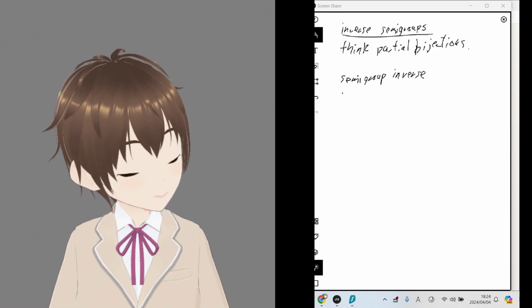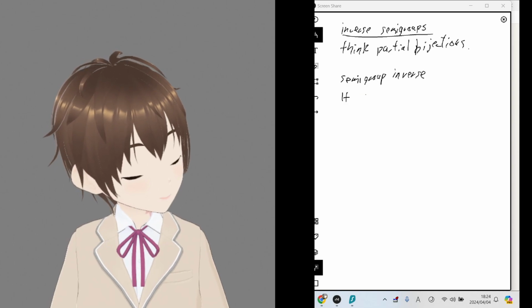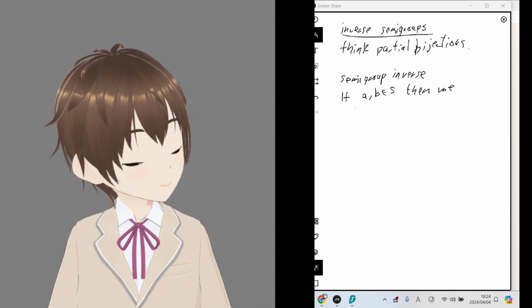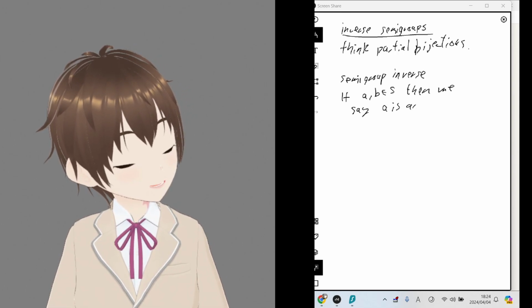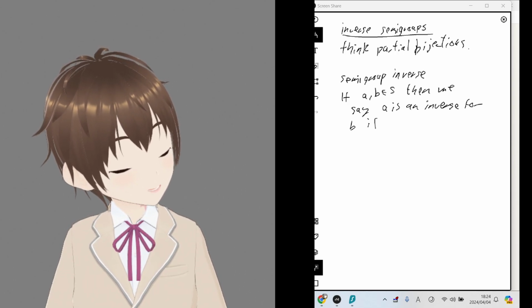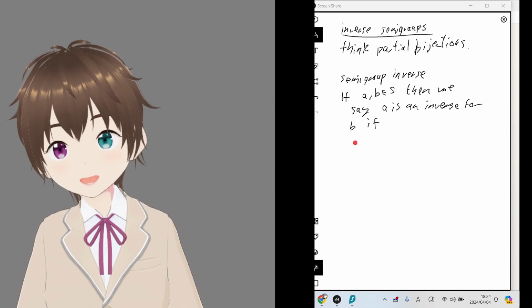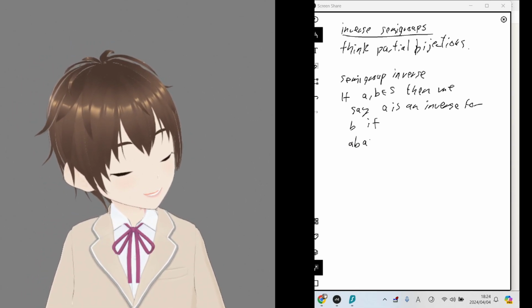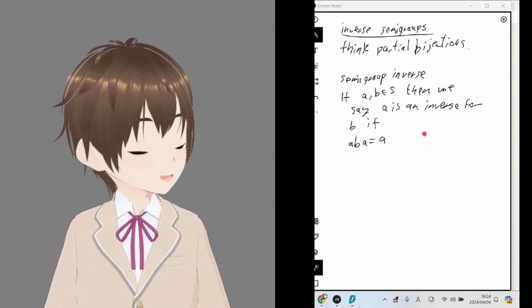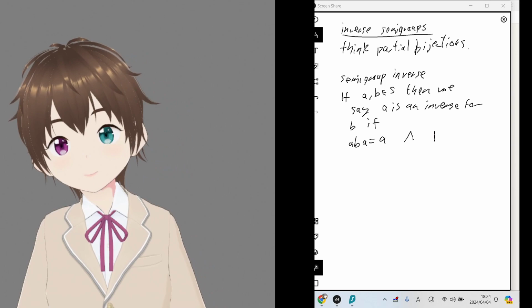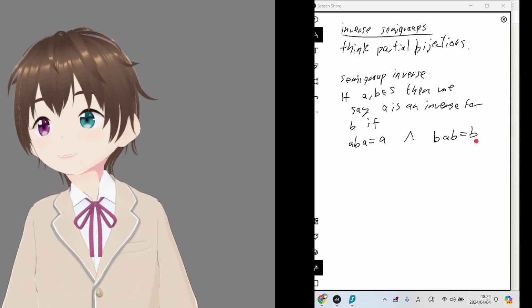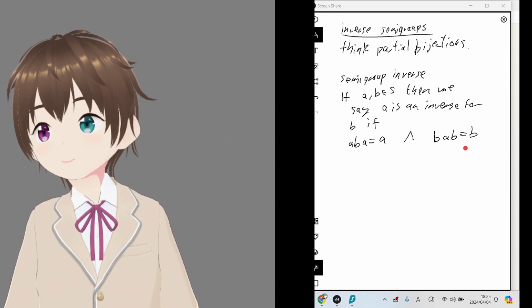So the definition: let's say A and B are in S, then we say A is an inverse for B if we have the following relations. A is supposed to be equal to ABA, because B is sort of canceling out here. We also want B to be equal to BAB. Group inverses trivially satisfy this because we just cancel the A and the B. But this is a weaker claim.